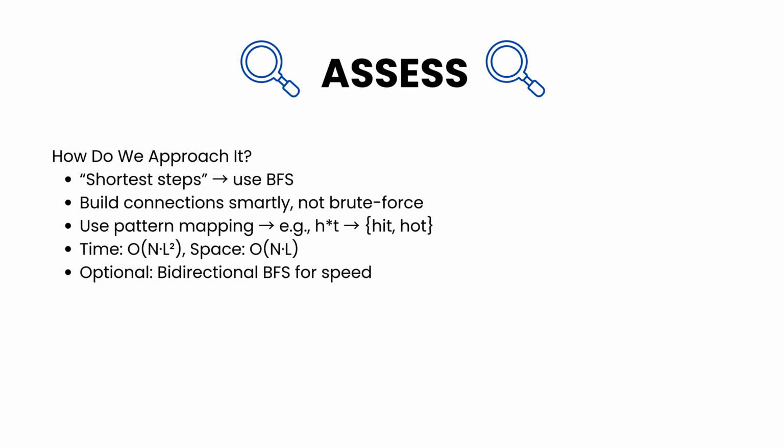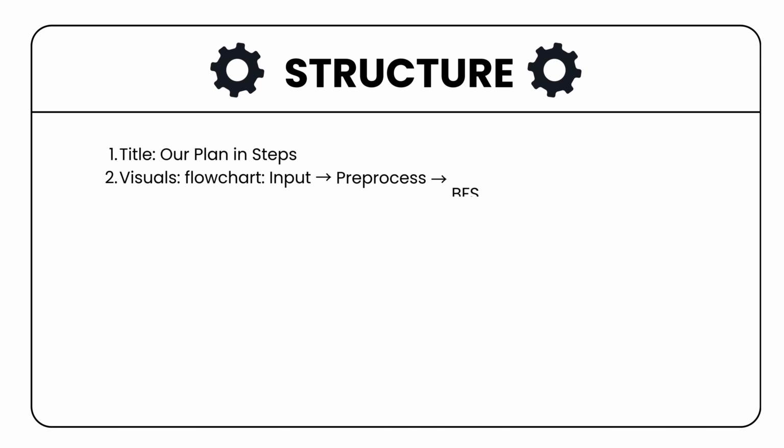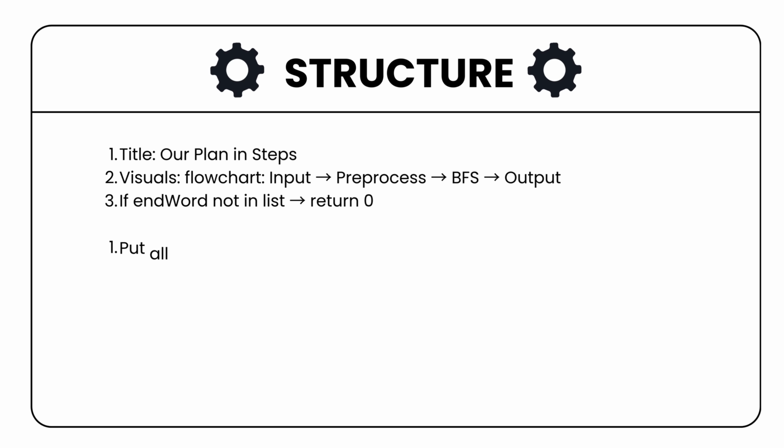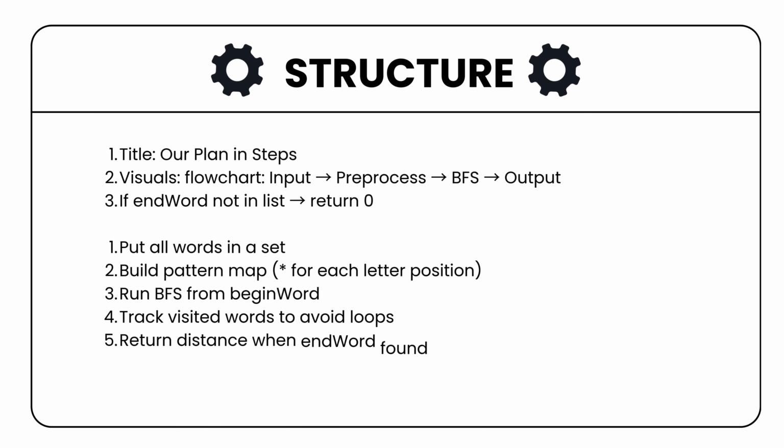If the end word is not in the list, return 0. Put all words into a set. Ensure the begin word is included for pattern generation. Build patterns: a dict of string to list of strings, by replacing each position with a wildcard. Then standard BFS, where the queue holds word and distance. For each popped word, iterate its patterns and neighbors, and enqueue unvisited neighbors at distance plus one. Mark visited as soon as it's enqueued.